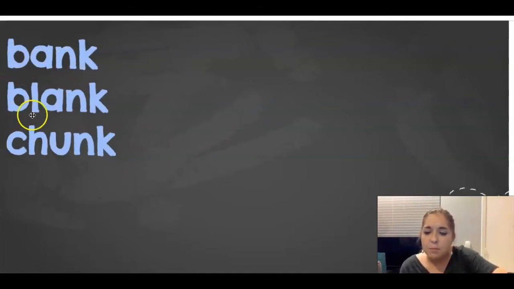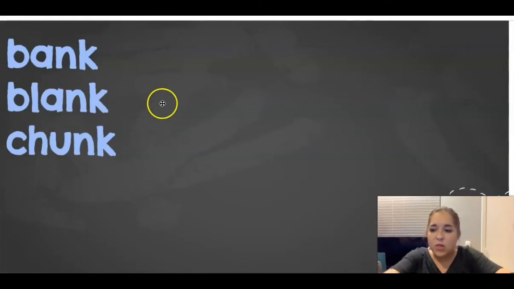Now, my next consonant cluster pattern, I have three words. Bank, blank, and chunk. And I noticed that this one's really tricky like we've talked about. I see that each word ends with N and K, and I know that they're making separate sounds, but I don't always hear that end sound. So blank. I know it's there because I can kind of hear it, but it's not very clear.